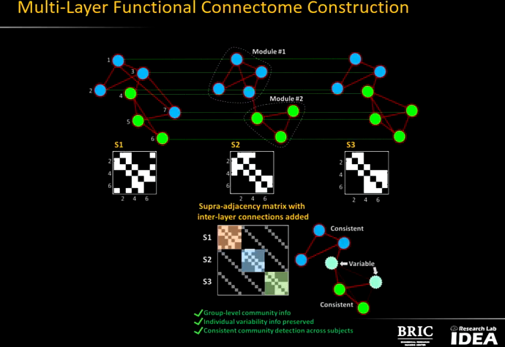Okay. For example, these 3 brain regions have very consistent modular assignment, and these 2 also, but these 2 brain regions have a variable modular assignment across different subjects. We think this is very important because this reflects the individual variability.